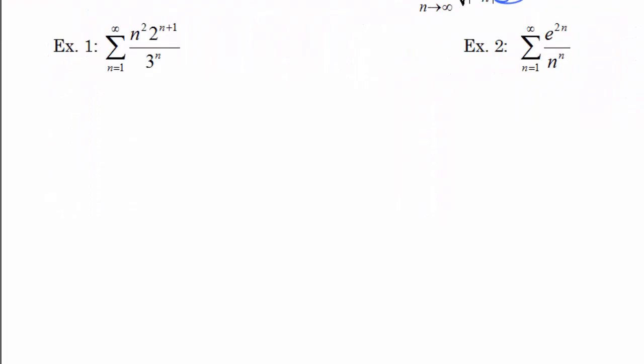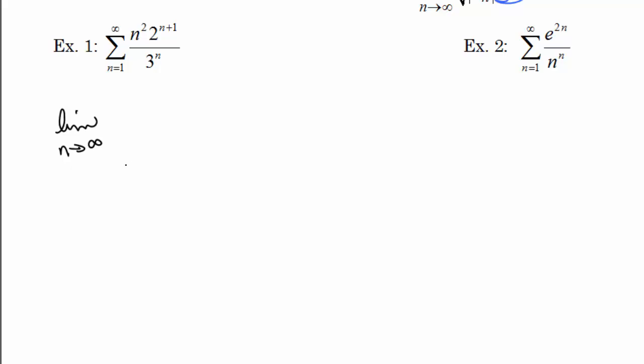Number 1. You see how you've got lots of jumbled stuff, you've got powers, all kinds of things. What should we do first? Well, I don't want to use the root test because I don't have everything to the nth power. I have powers of n, so I'm going to use the ratio test. So what does the ratio test say?